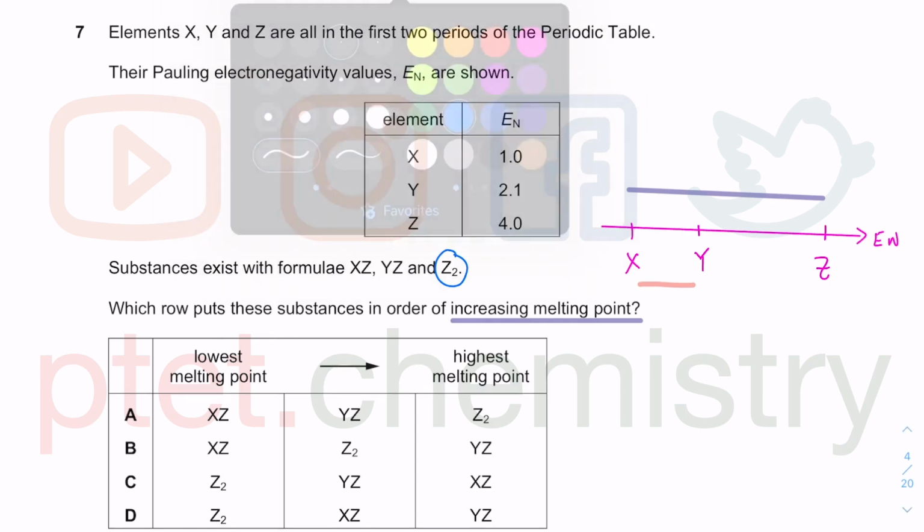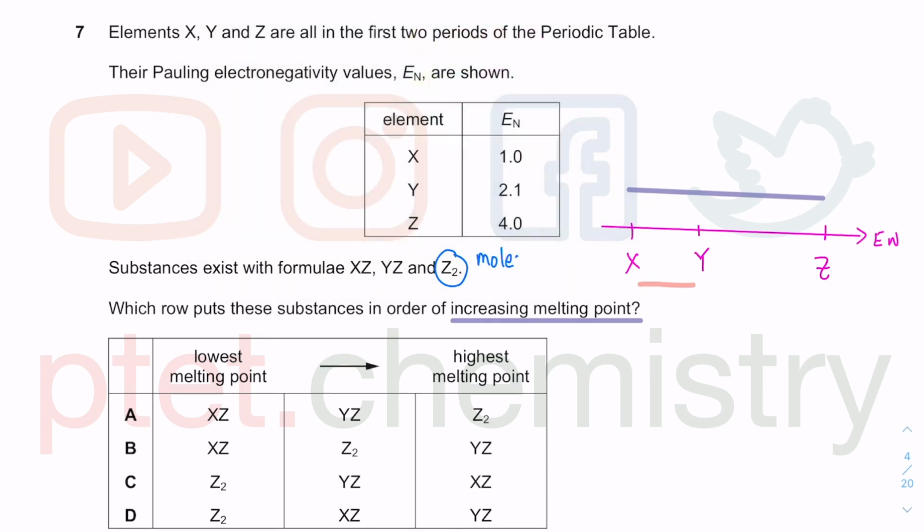So with itself, it is going to be a molecule. This is going to be a simple covalent molecule, so it's going to be non-polar because they are bonded to themselves and have the exact same electronegativity. In terms of the lowest melting point, we're looking at the non-polar, simple covalent molecule. So Z2 is going to be the lowest melting point, which means C and D could be our answer, but not A and B.